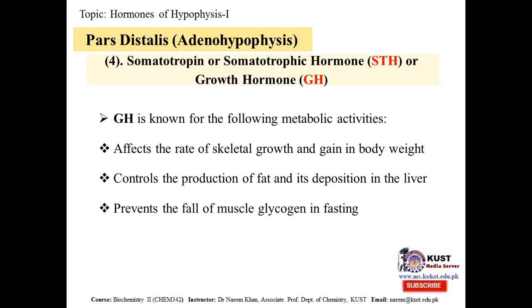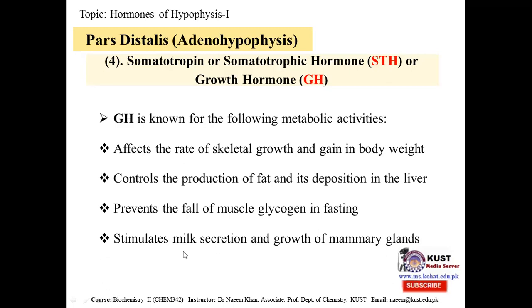And this prevents the fall of muscle glycogen in fasting condition, and it stimulates the milk secretion and growth of mammary gland. It develops the mammary gland at proper time, and also the secretion of milk from the mammary gland after the delivery. These are the functions of this hormone.